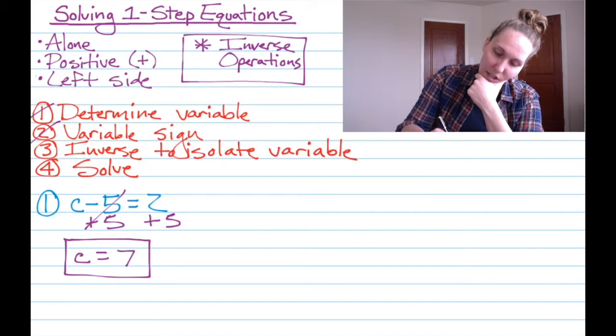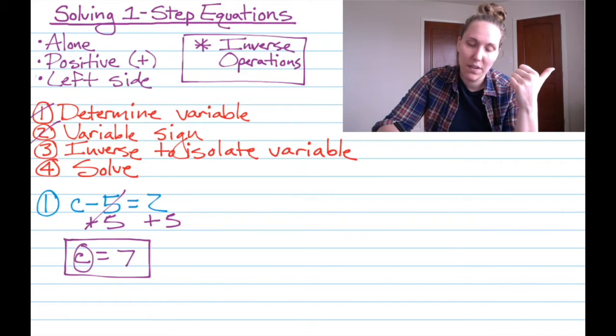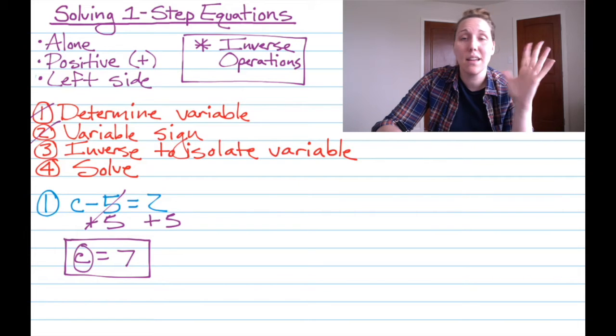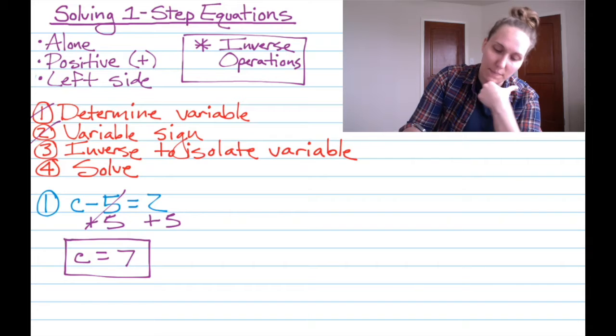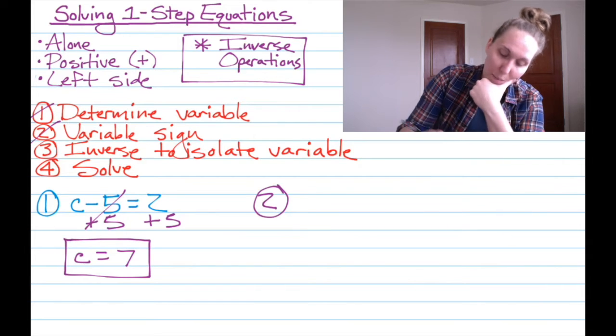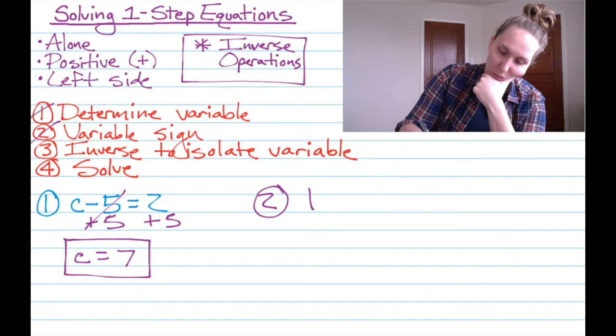And is C alone? Yes. Is it positive? Yes. Is it on the left side? Yes. Check. We're done. So C equals 7. Let's look at number 2. 11. Ooh, a little crazy.